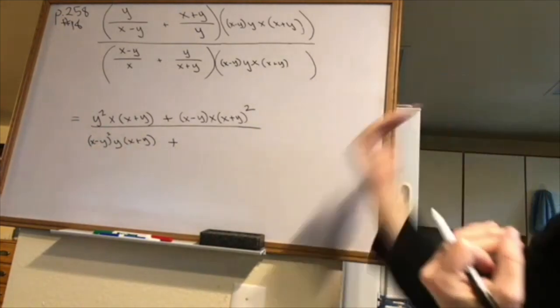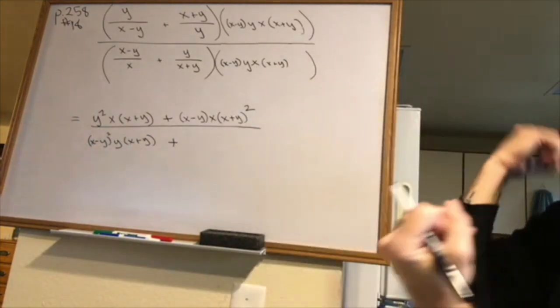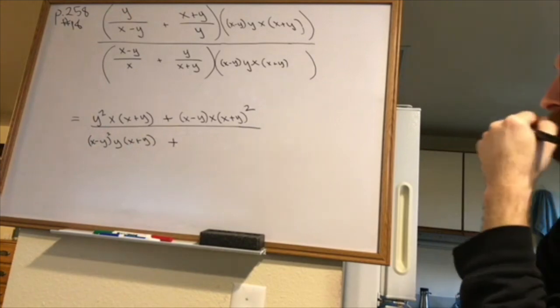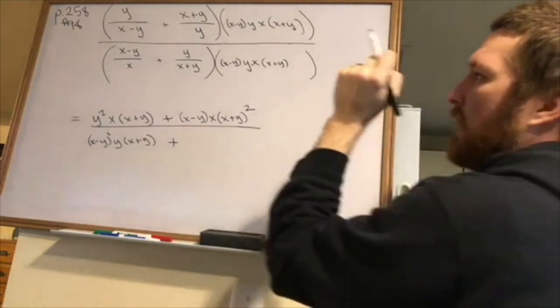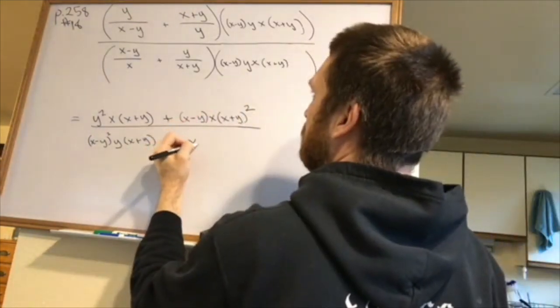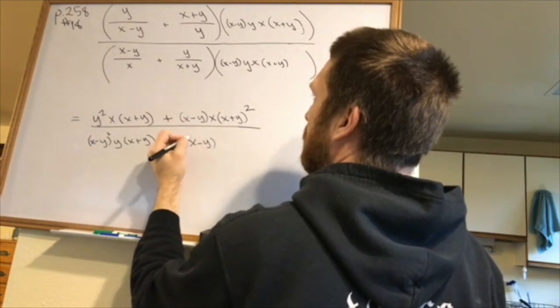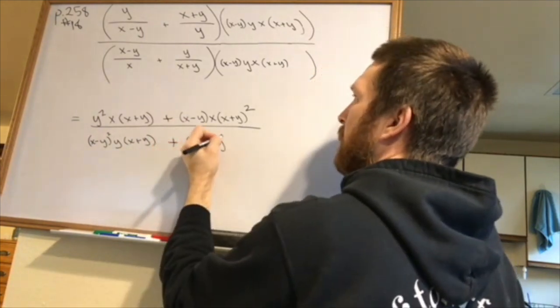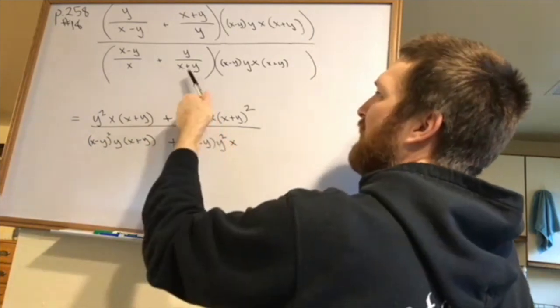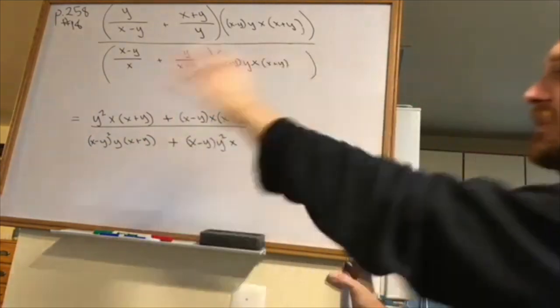Finally, what do we have in the last bit? X minus y. X minus y squared x. Squared x, and then that guy has killed that guy, and we are done.